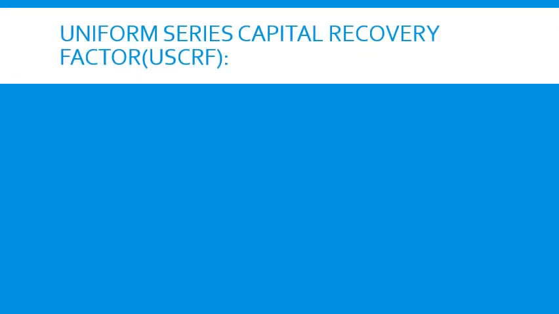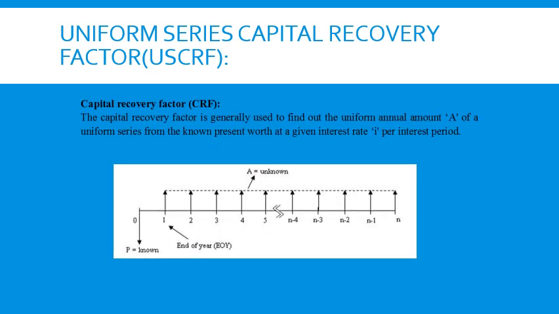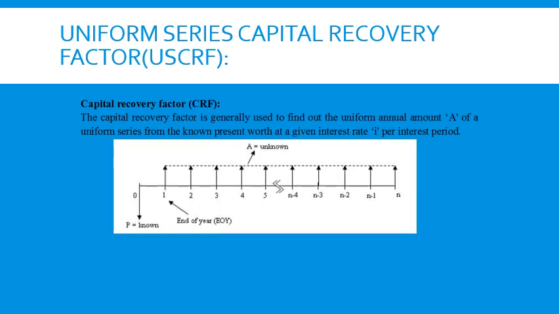Next is uniform series capital recovery factor, which is nothing but the reversal of uniform series present worth factor. So we have already derived the equation for P and A. We will use the same relationship here. The only difference in the cash flow diagram here is P is known and A is unknown. Whereas in the previous case, A was known and P was unknown.